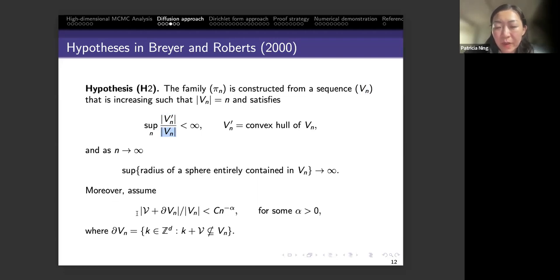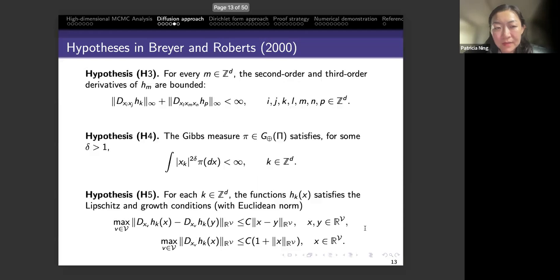Next, they assume the boundary condition of the graphical set. This V plus the boundary of Vn divided by the cardinality of Vn is bounded by C, a constant, times n to the power of negative alpha. Furthermore, they assumed H3: for every n in Z^D, the second order and third order derivatives of the Hm are bounded.